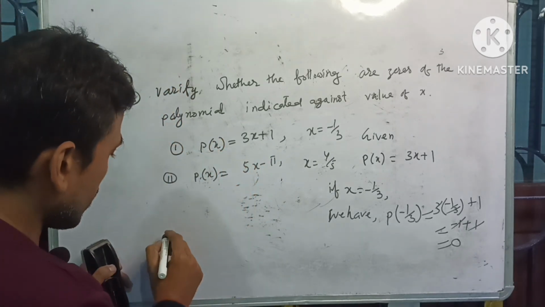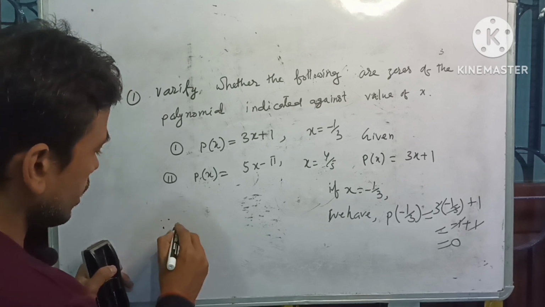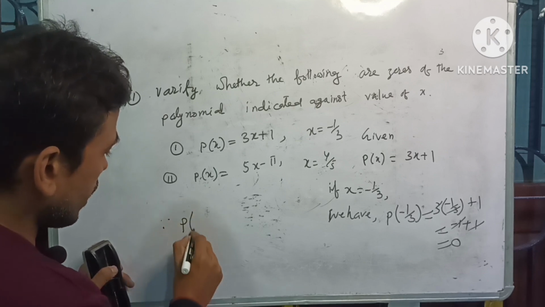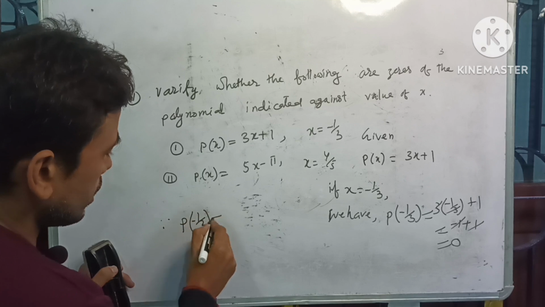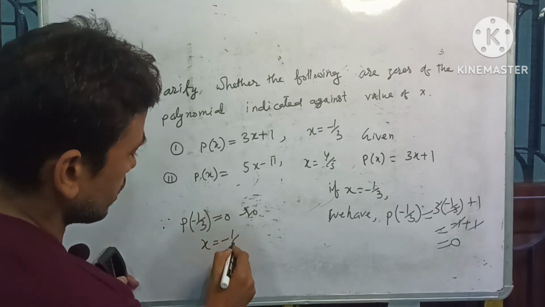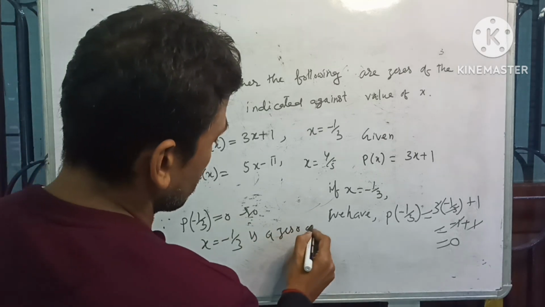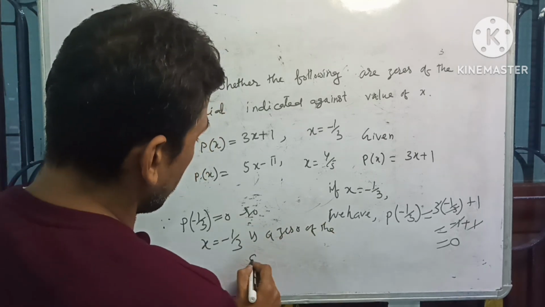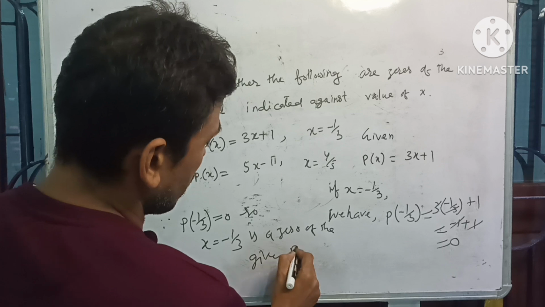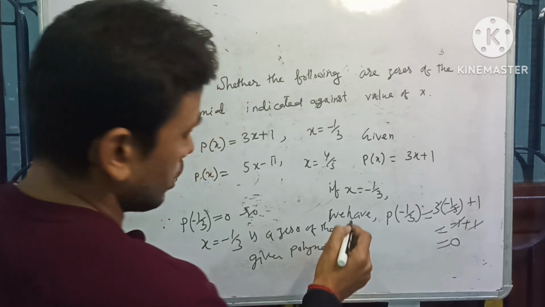Okay? Now we can write, since P(minus 1 by 3) is equal to 0, x is equal to minus 1 by 3 is a zero of the given polynomial. Okay?